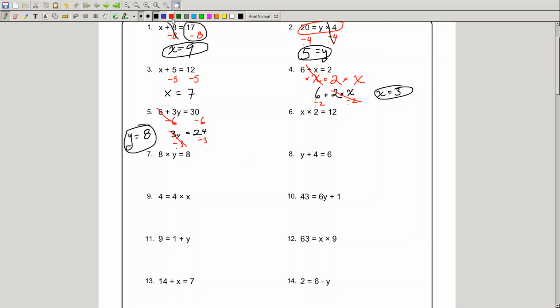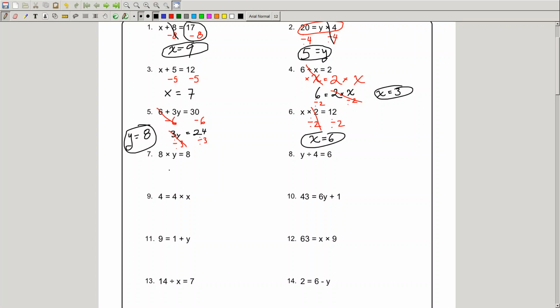Next example, x times 2 equals 12. I'm multiplying by 2. Well, do the reverse operation, divide by 2. And I get 12 divided by 2 is x. So x is 6. Boom.